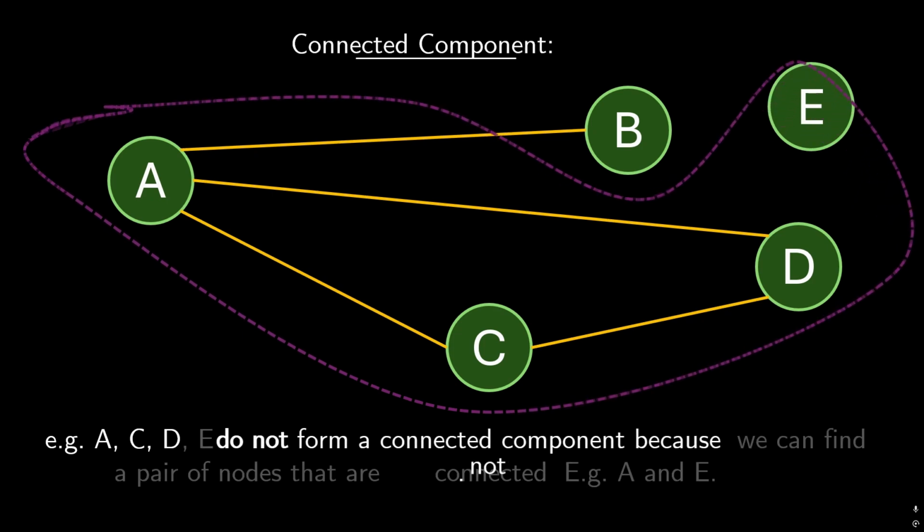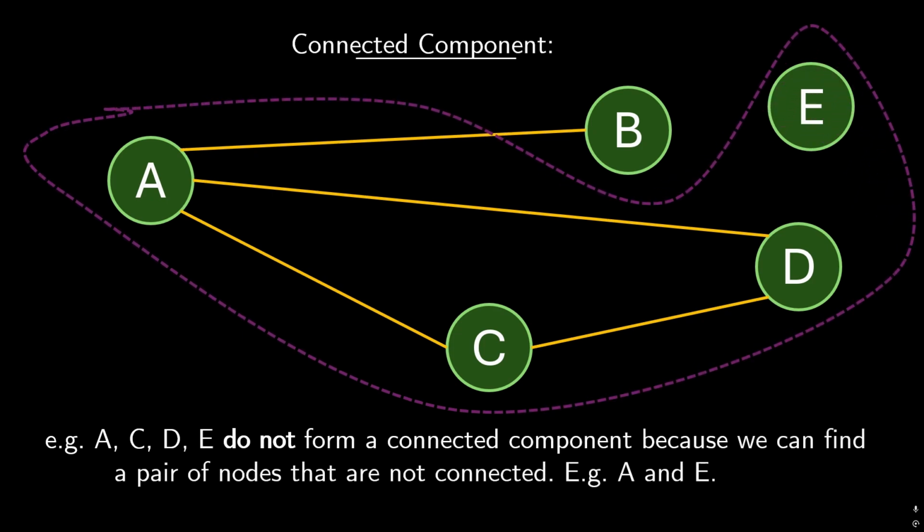Okay. What about A, C, D, and E? Well, now this does not form a connected component because we can always find a pair of nodes that are not connected. So for example, A and E are not connected, right? No matter how hard we try, there's no way for you to go from A to E or the other way around. Okay, so this is what we call a connected component. Think of a component as a subgraph that is as big as possible, where every node in your subgraph can reach each other.